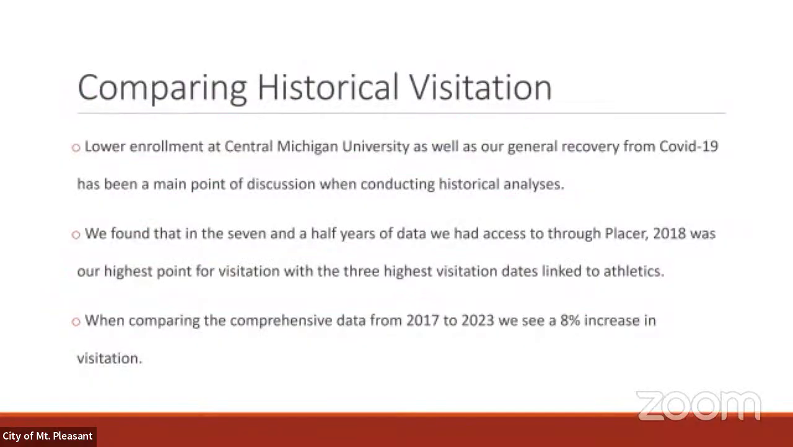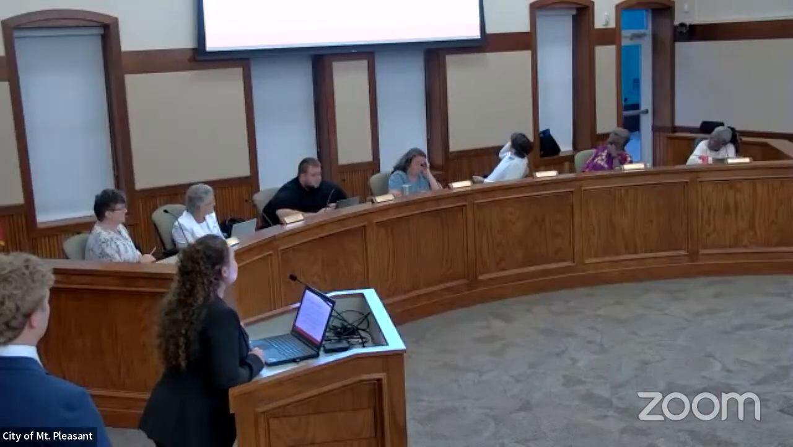So something that we considered while we were working on our report and phase 1 in general was lower enrollment at CMU as well as COVID recovery. And the way we were able to pinpoint our highest year of visitation was through the comparative analysis. We found that 2018 was our highest year of visitation, again, with all 3 high visit dates linked back to athletics. And when we compared the data from 2017 to 2023, we saw an 8% increase in visitation. Again, 2018 did have higher numbers than 2017, but we do see growth from the early years. Yes, 18 or 8? 8. Sorry, my apologies. 8%, I see, okay. 2017 to 2023 was an 8% increase in visitation.